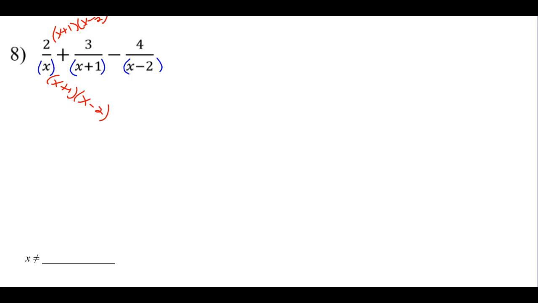What is the second denominator missing that the other two have? An x, and an x minus 2, exactly. So this needs to be multiplied by an x and an x minus 2, which that'll be easier to do. That we don't have to FOIL that. And then the last one is missing an x and an x plus 1.